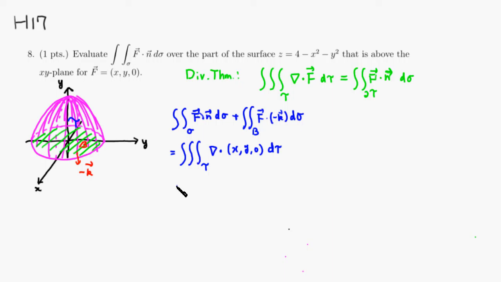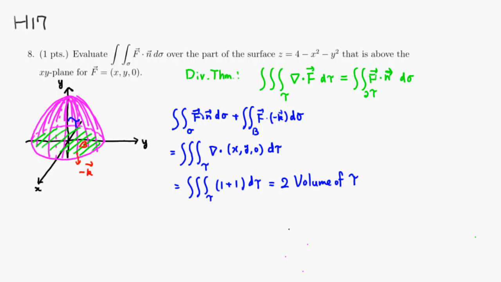If you compute that, you can see that the divergence is the partial of the first component, x, with respect to x, which is 1, plus the partial of the second component with respect to y, which is 1, and the partial of 0 is 0. So it's just going to be 2 d tau. This is going to be twice the volume of this guy, so 2 times the volume of tau.